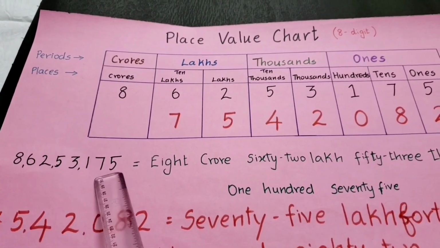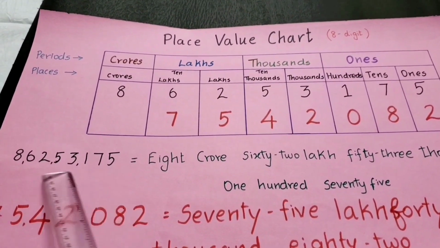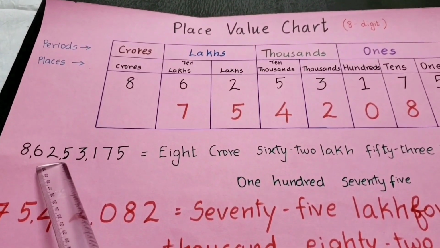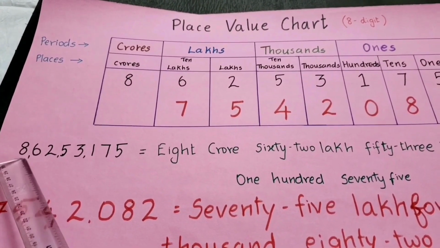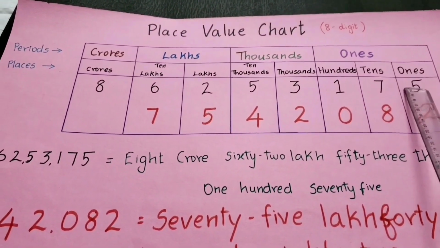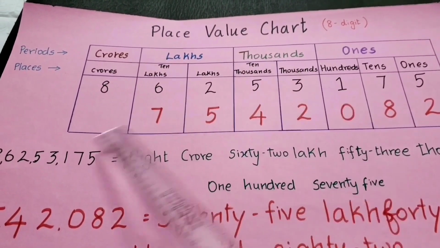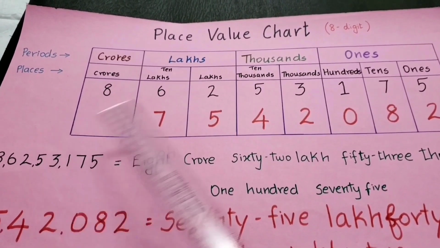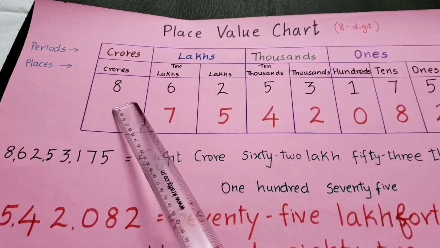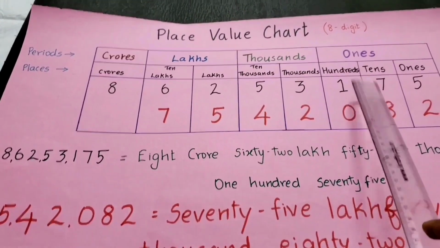Let us see one 8-digit number and how to represent this number in the place value chart. We all know that the place value starts from the right side: ones, tens, 100, 1000, 10,000, lakh, 10 lakh, crore. So, in ones place, 5 is there. So, I have written 5 in ones place. 7 in tens place, 1 in hundreds place, 3 in thousand, 5 in 10,000, 2 in lakhs, 6 in 10 lakh, 8 in crore. Finally, we got how to represent this number in the place value chart.